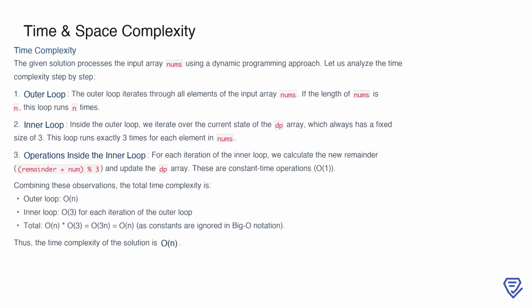Because of this fixed size, the inner loop runs exactly 3 times for each element in nums, regardless of the input size. Inside the inner loop, we perform constant time operations such as calculating the new remainder and updating the DP array. Combining these observations, the outer loop contributes O(n), the inner loop adds O(3) per iteration, and constant time operations remain O(1). When we multiply O(n) by O(3), we get O(3n), which simplifies to O(n), since constants are ignored in big O notation. Therefore, the time complexity of this solution is linear, or O(n).